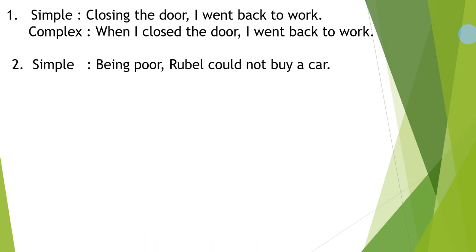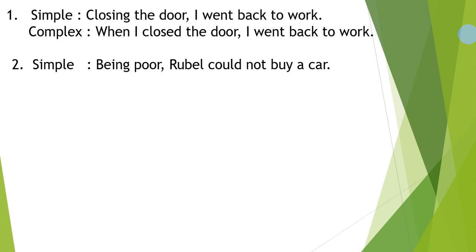Serial number 2, simple sentence: Being poor, Rubel could not buy a car. Rule: Look at the simple sentence. The same rule will be applied here. The phrase "being poor" will be expanded into an adverbial clause.